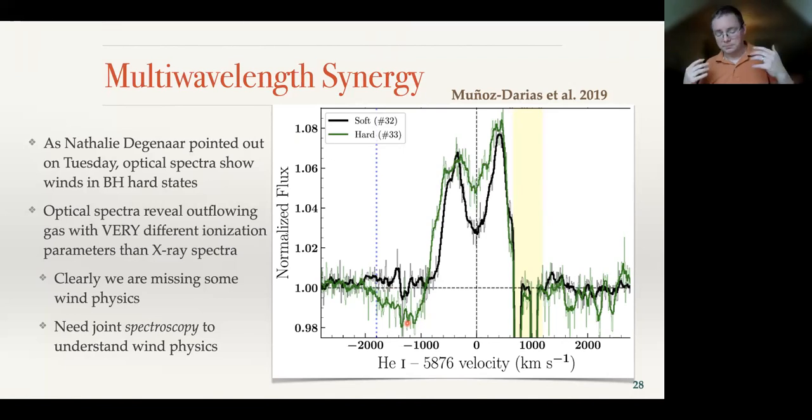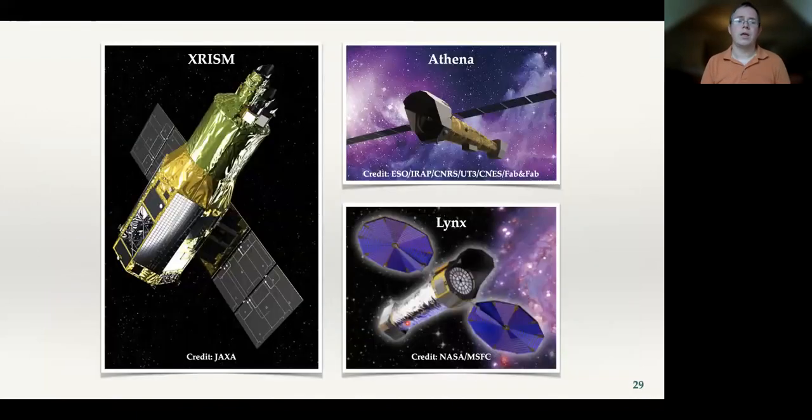And I say that to the X-ray community and really myself, we need joint spectroscopy. We need to be doing these campaigns jointly with X-ray and infrared or optical in order to really study and understand these winds in detail. So that's one thing that I think we should be doing in the future. The next thing we can do is look towards future missions that are coming up, like XRISM, Athena, and maybe farther down the line, Lynx.